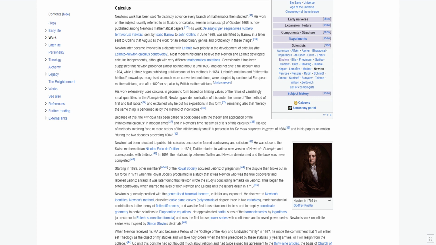When Newton received his M.A. and became a Fellow of the College of the Holy and Undivided Trinity in 1667, he made the commitment that "I will either set theology as the object of my studies, and will take holy orders when the time prescribed by these statutes, 7 years, arrives, or I will resign from the college." Up until this point he had not thought much about religion, and had twice signed his agreement to the 39 Articles, the basis of Church of England doctrine.